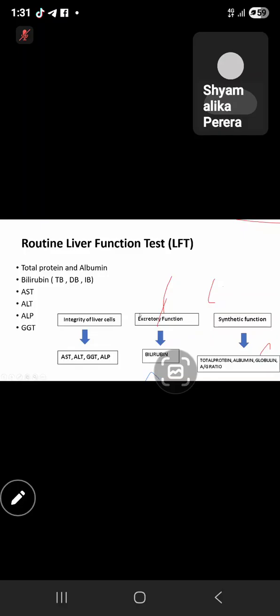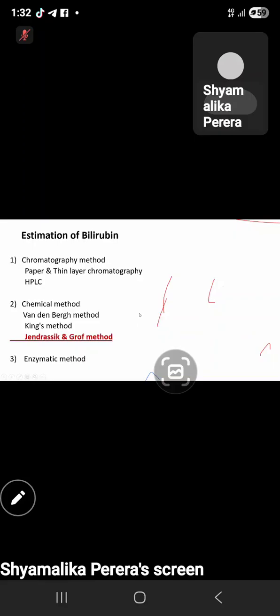So let's move on to the first one, bilirubin. These are the bilirubin estimation methods. I just listed them out. The chromatography methods, thin layer, are very old methods. The red color highlighted one is the Jendrassik-Grof method. I think most analyzers also use this method, but nowadays most auto analyzers are using the enzymatic method. So I just want to highlight a few points in this Jendrassik-Grof method.